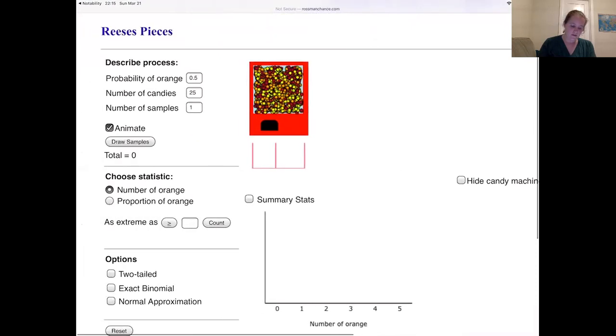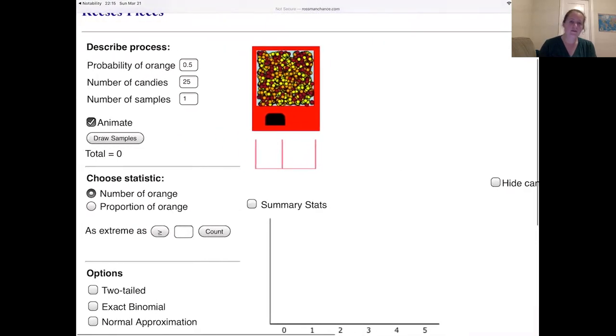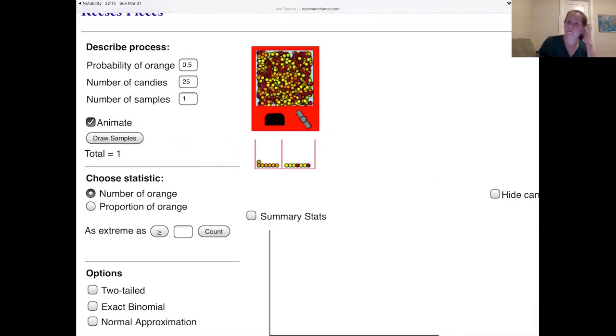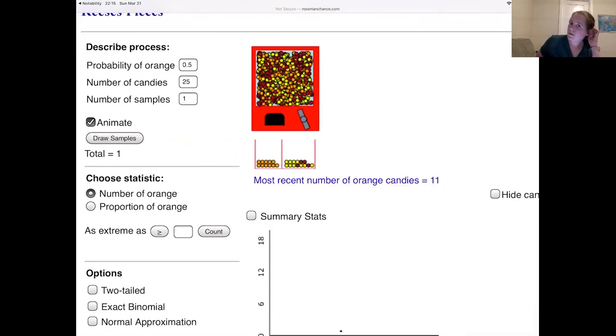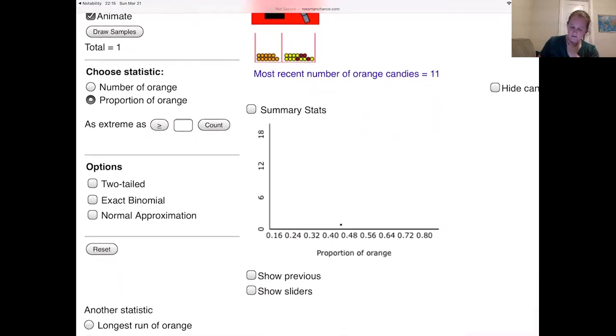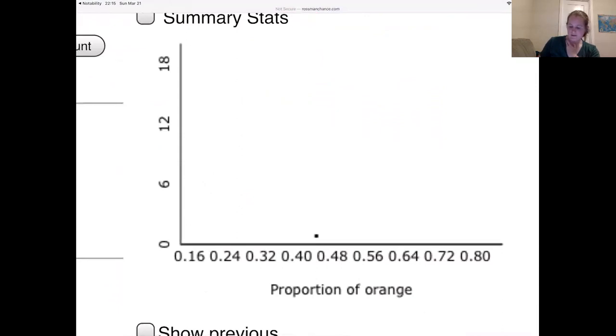So here we have our probability of orange. That's the population proportion, the proportion of orange candies in the machine. We're looking at 25 candies. And then we'll go ahead and just draw one sample. So in this case, we had 11 out of 25 candies. And it put down here that that was a proportion of 0.44, and they put a dot for a dot plot.